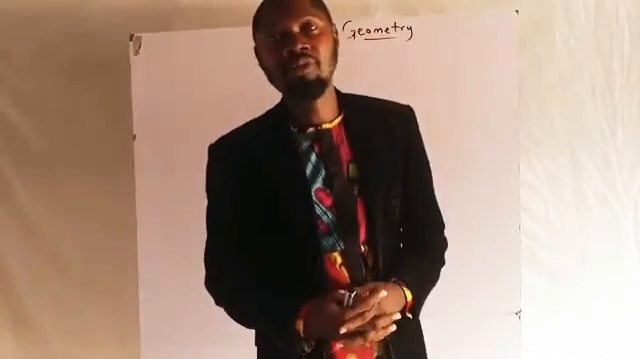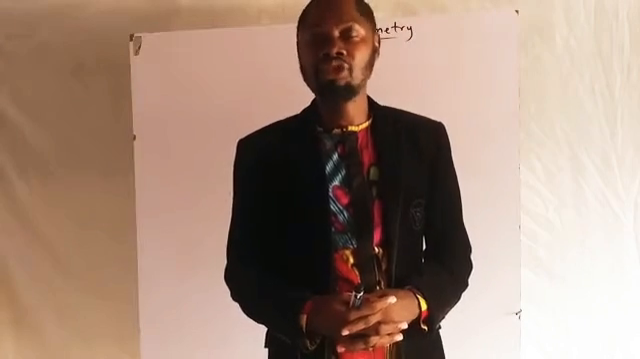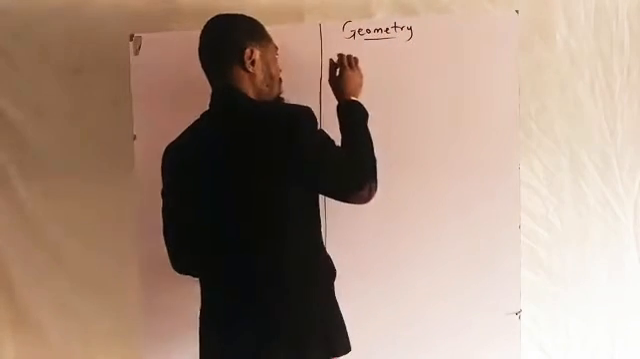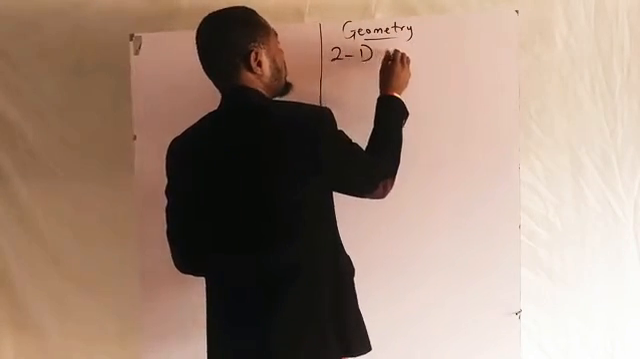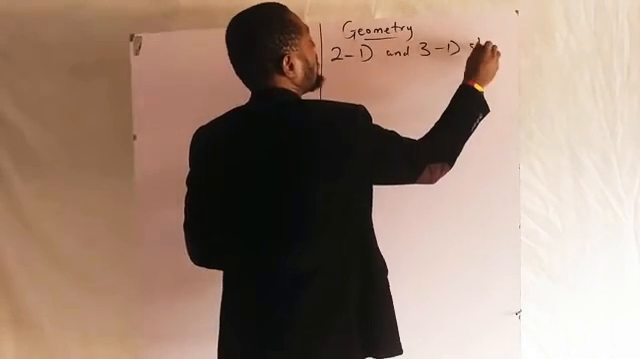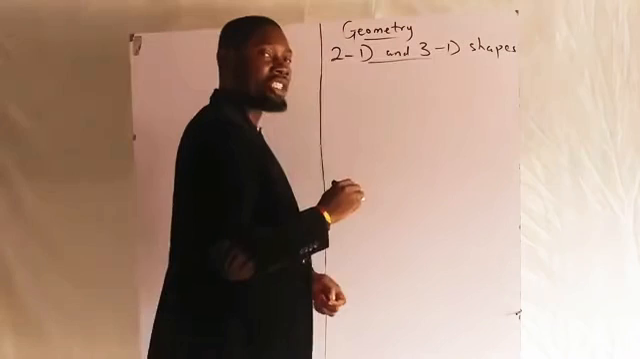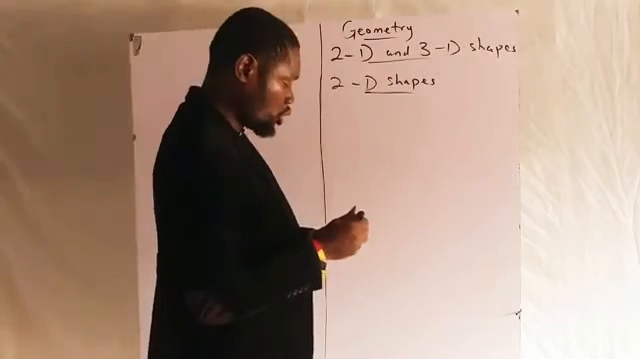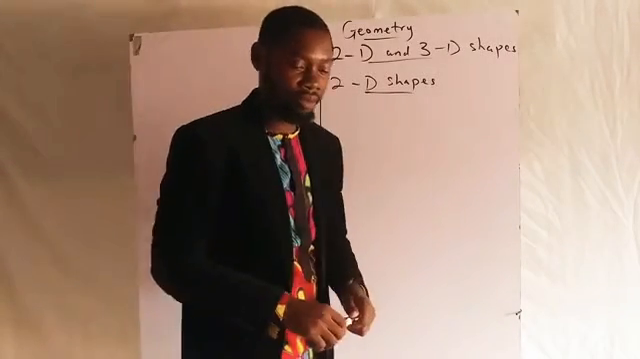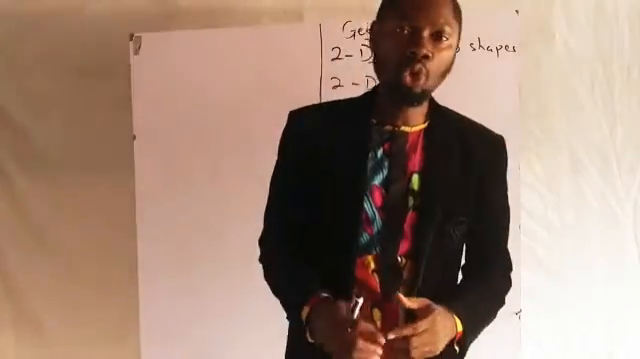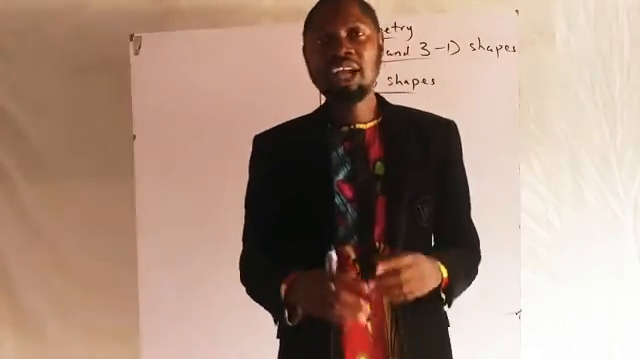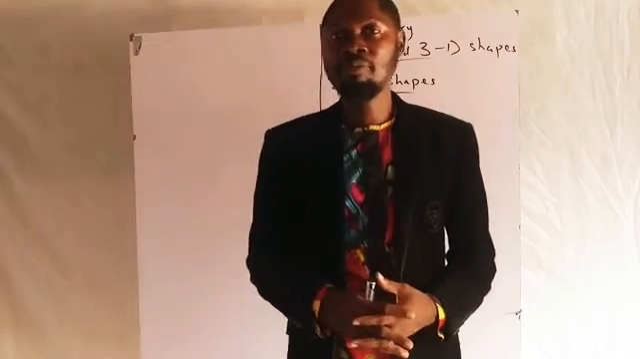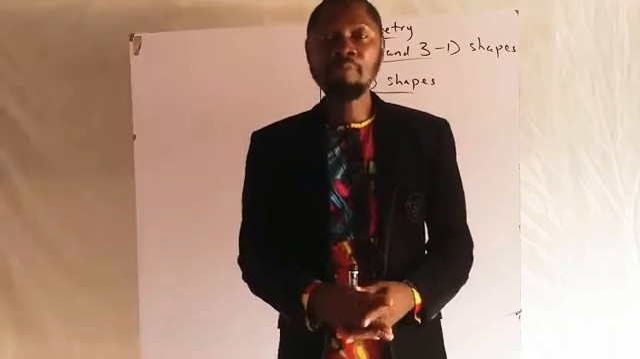Okay, let us consider the 2D shapes and the 3D shapes. But I'm going to start with the 2D shapes. The D there stands for dimensional. 2D shapes are two-dimensional shapes, and two-dimensional shapes are plane shapes.